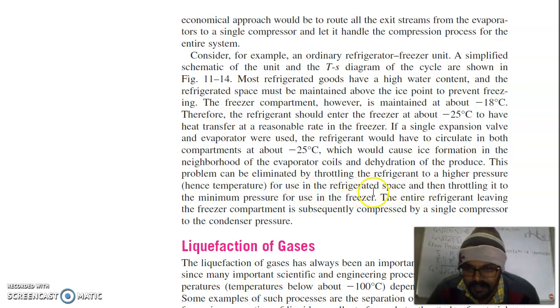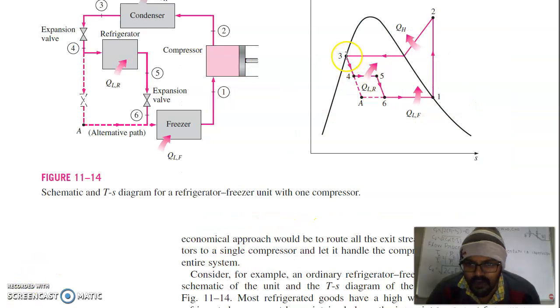This can be achieved by throttling the refrigerant to a higher pressure, hence higher temperature, for use in the refrigerator space, and then throttling it to a minimum pressure for minimum temperature to use in the freezer. The entire refrigerant leaving the freezer compartment is subsequently compressed by a single compressor to the condenser pressure. It means we have throttled from 3 to 4, which is higher pressure and higher temperature for the refrigerator requirement, and 5 to 6 further for the freezer requirement, which is lower pressure and lower temperature.